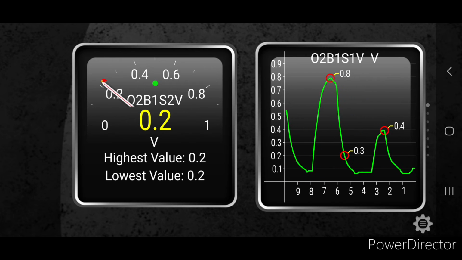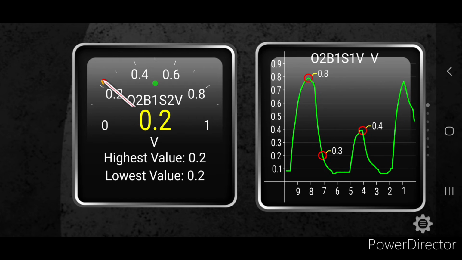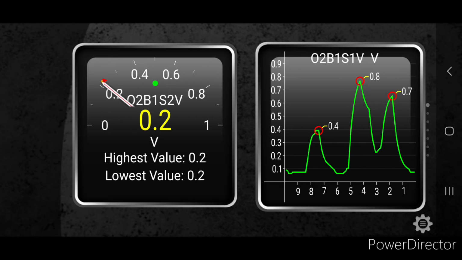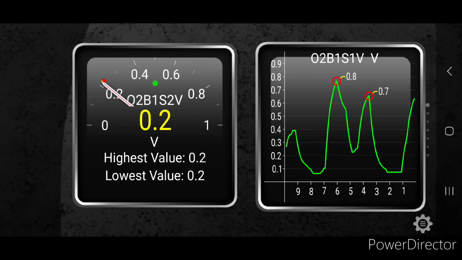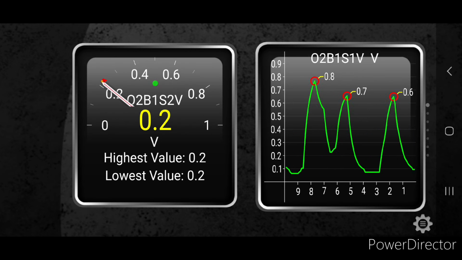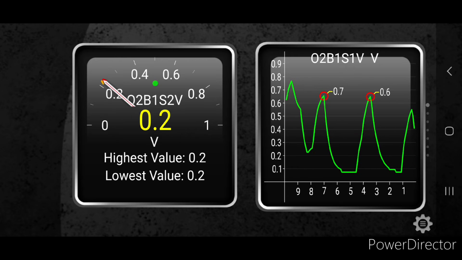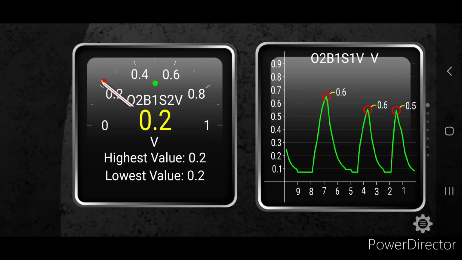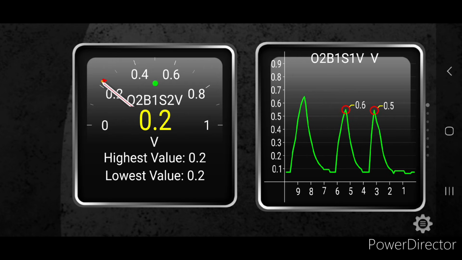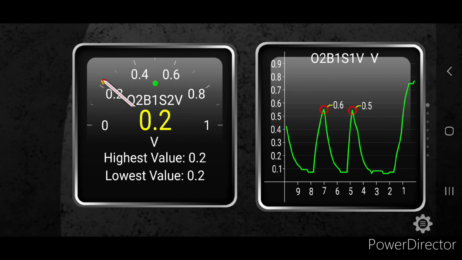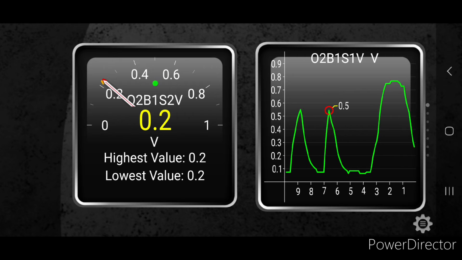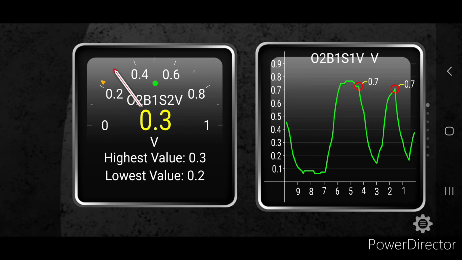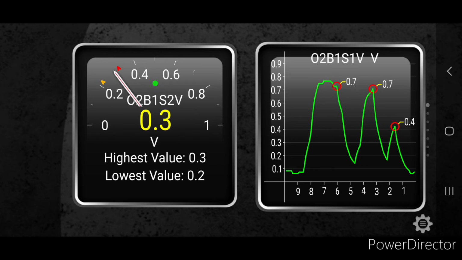So this is the oxygen sensor mounted before the catalytic converter. So this one is detecting the quality of emission produced by the engine. So right now we have a happy oxygen sensor, going up, going down, going up, going down, and that's supposed to be the reading of our O2 sensor, bank 1, sensor number 1.